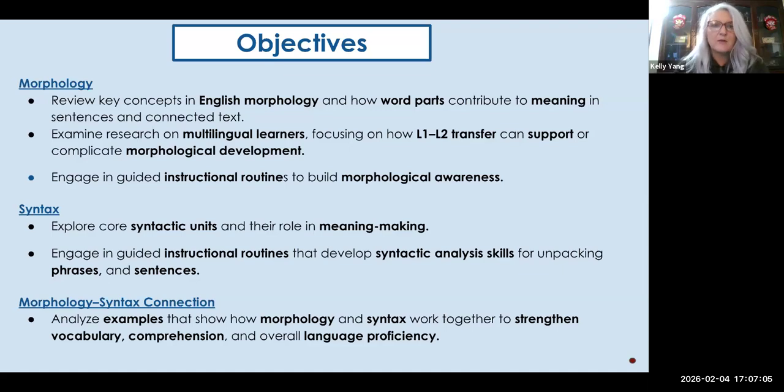And then we're going to do the same thing for syntax. We'll explore some core syntax units, and we'll look at some instructional routines that you could use to help develop their syntactic awareness, their analysis skills, which will help them to unlock difficult sentences in text. At the very end, we're going to show you how morphology and syntax connect together to aid students in understanding complex text.